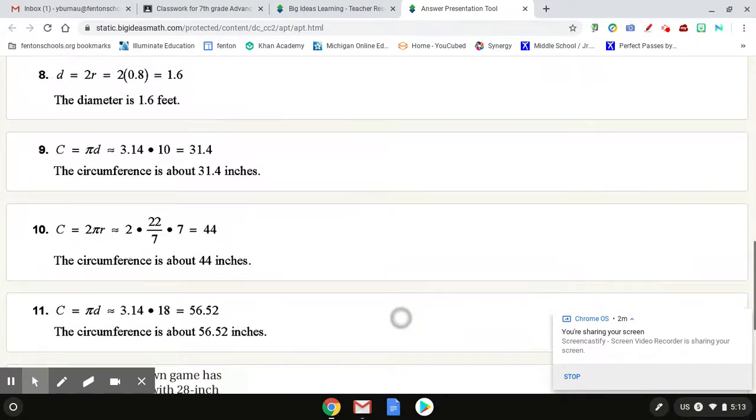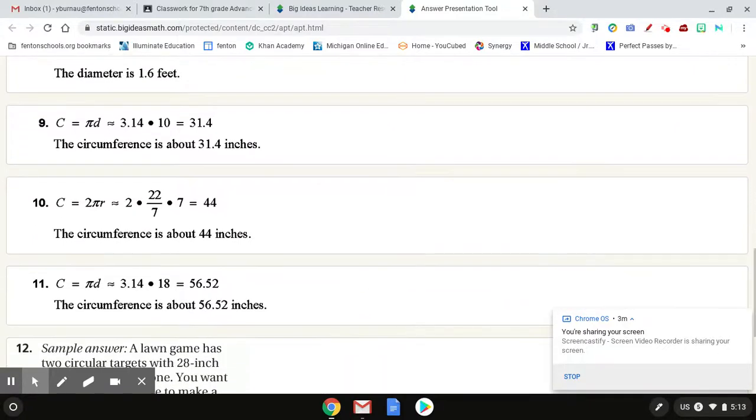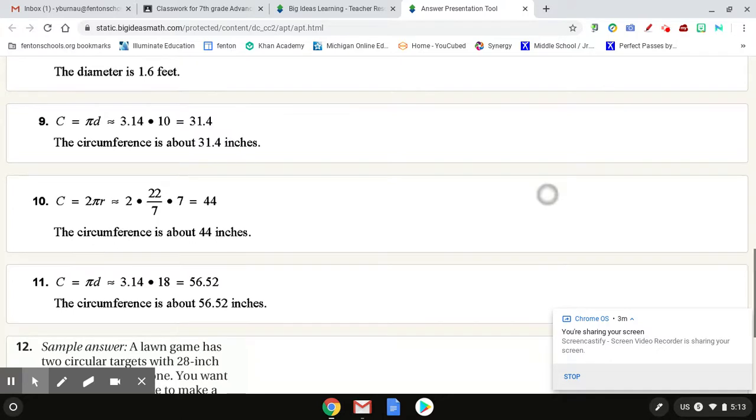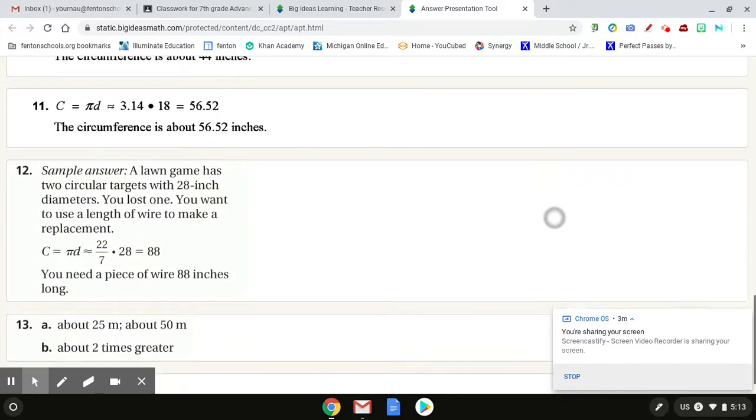And notice these are not squared because circumference is a fancy word for the perimeter of a circle. So just remember circumference is really just length, all the way around the circle. And so that is its perimeter. And so that's why these are given in just inches and not squared, because it's not area.